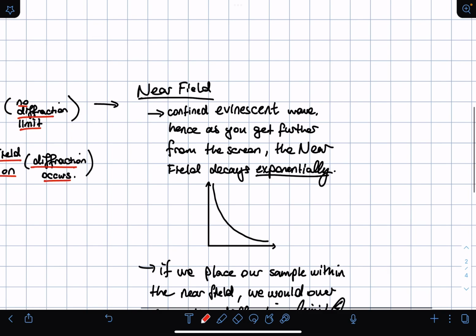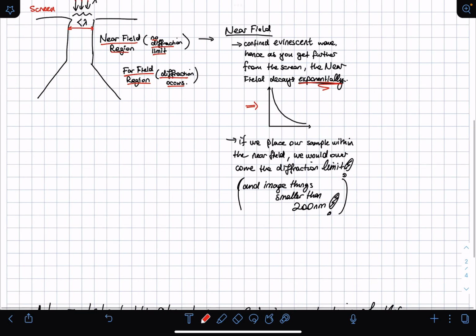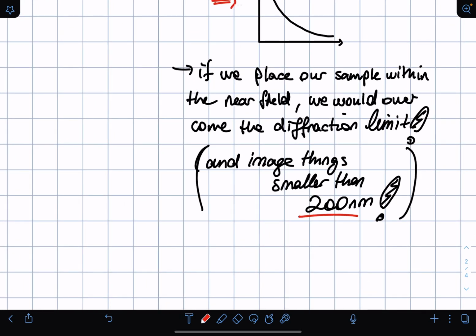Near field region can be said to be a confined evanescent wave, hence as you get further from the screen, the near field decays exponentially, as can be seen here. And if we place our sample within the near field, we would overcome the diffraction limit and image or resolve the things smaller than 200 nanometers with the visible light.